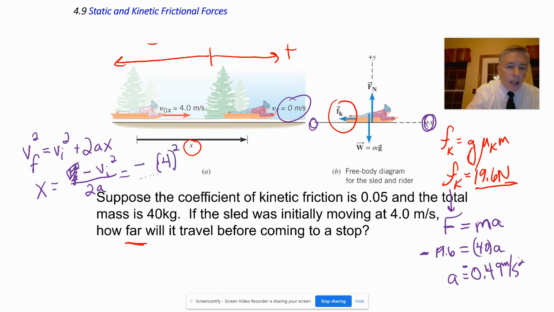So the negative is out front, and then on the bottom I have 2 times my acceleration, which is negative 0.49. So this negative and that negative are going to cancel each other and make it positive, which is good. I'm moving in the positive direction. And so I have to take 16 over 2 times 0.49, which is 0.98. Divide this out, 16 over 0.98, and she moves a little over 16 meters, 16.3 meters.